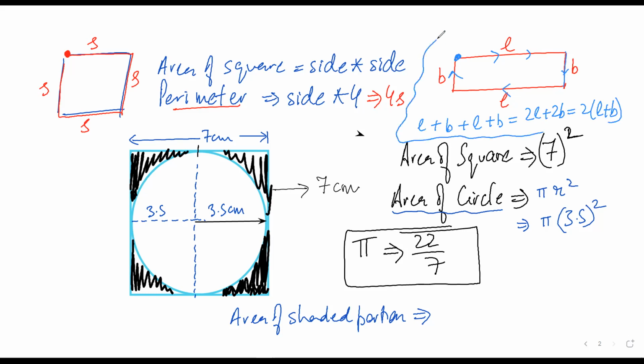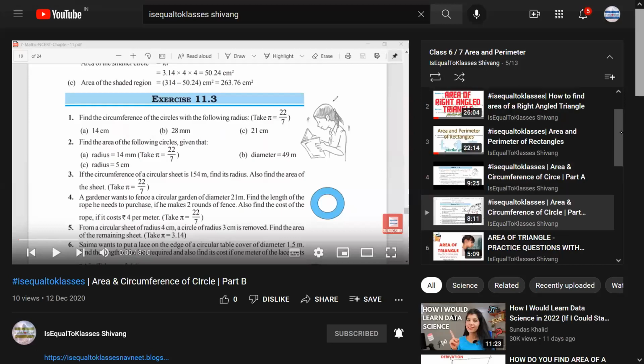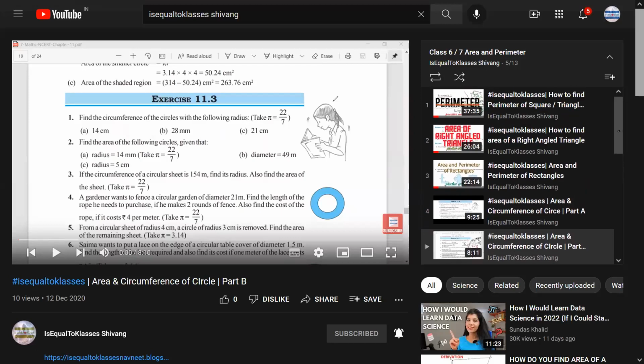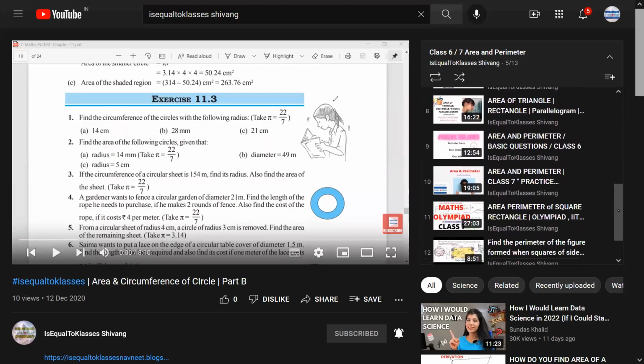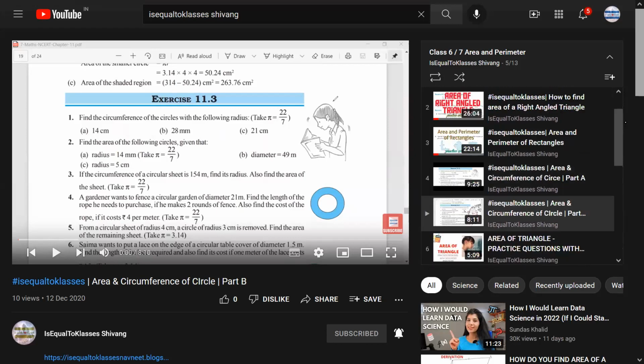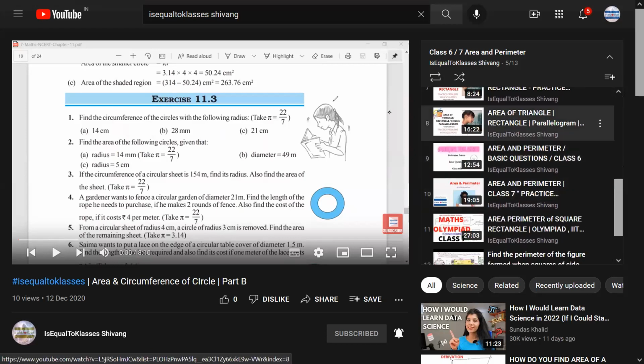Mr. Satya, what will be the area of a rectangle? L into B. L into B. Mr. Sarthak, is it correct? Yes, sir. Mr. Satya, we need to review this playlist. All the questions have been done here. Square, rectangle, circle, everything is done here. Perimeter, area, you will find everything here. Okay, sir.